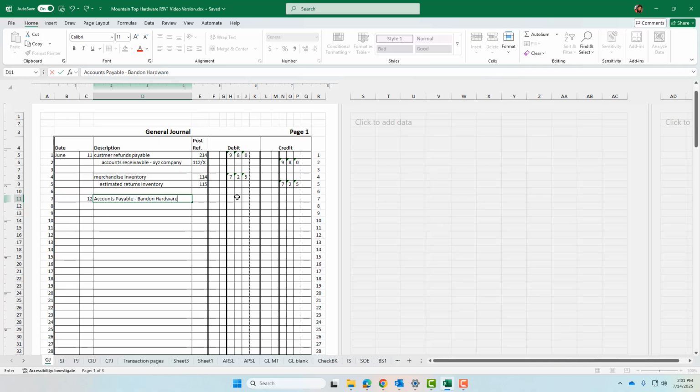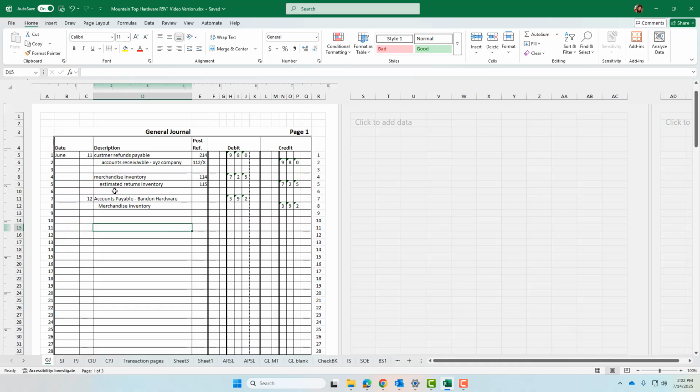We're going to debit that amount for the $392, and we are going to credit merchandise inventory to indicate we no longer have that in our inventory. So that's the journal entry. We need to post this information now.